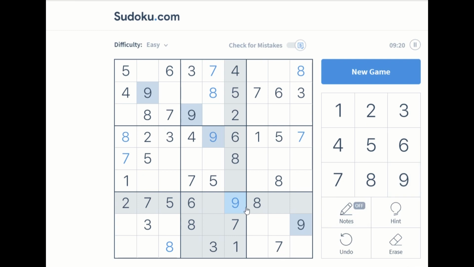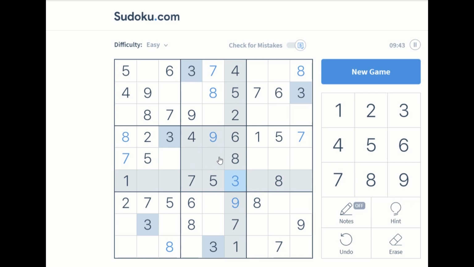This is the only place for the 9 on this vertical column. So the other empty square will contain the other remaining digit, which was 3. So this vertical line is done. Now let's check for something else. If we see this middle 3 by 3 box, again there are only 2 empty squares available.